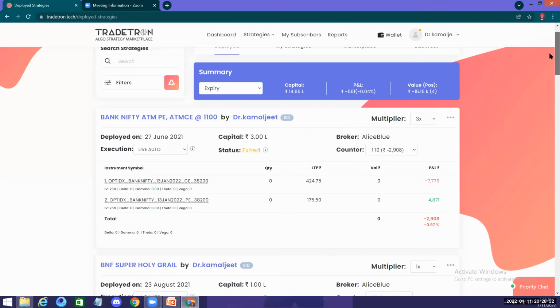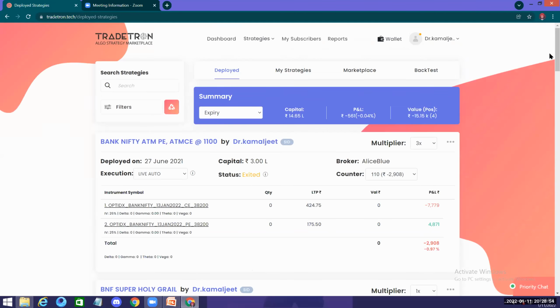Now coming to the real part: if you don't know code, that means you can't do algo trading. I'm very sorry, sir. Your thinking is totally wrong. If you don't know coding, you can still do algo trading. Just you have to be, oh, somebody is trying to write on the screen.